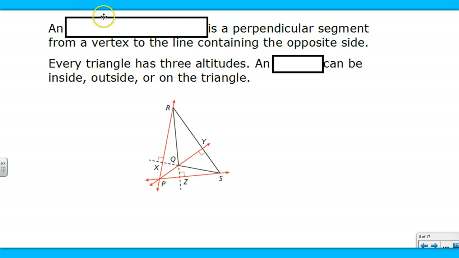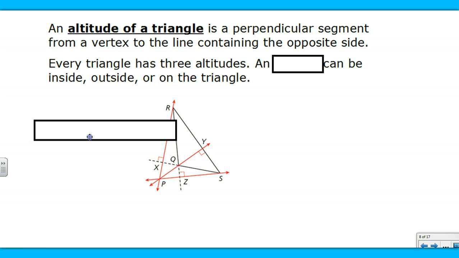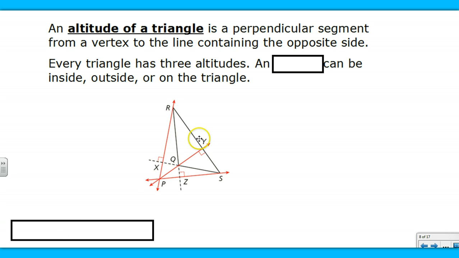So we're going to learn another term here. Something that is a perpendicular segment from a vertex to the line containing the opposite side. This is an altitude of a triangle. It is a perpendicular segment from any vertex to the line containing the opposite side. Every triangle has 3 altitudes. We can draw a perpendicular segment from any of the 3 vertices, right? And an altitude can be inside, outside, or on the triangle.